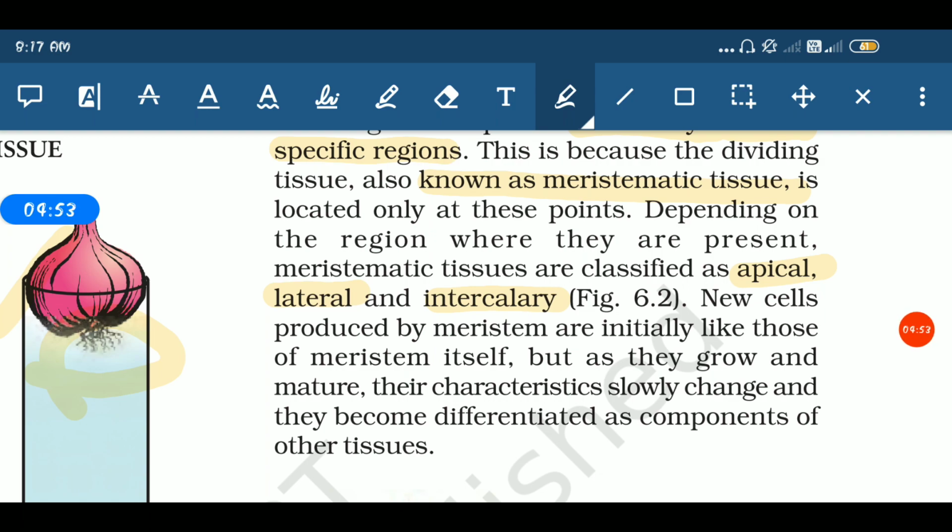Okay, new cells produced by the meristem are initially like those of the meristem itself, but as they grow and mature, their characteristics slowly change. They become differentiated as components of other tissue.